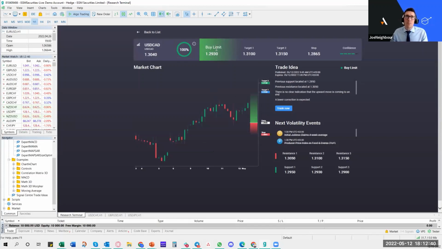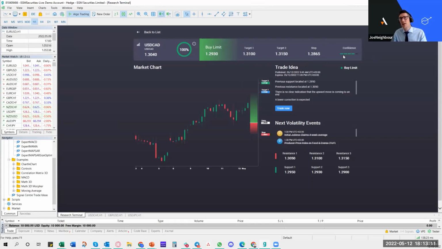So as we know, this is a buy limit, and we're looking to enter the market at this specific price. We are looking to get into US dollar, Canadian dollar at 129.30. We have two targets to look for on the upside: 131.00 and 131.50. Pretty round numbers, psychologically important numbers that we're using to target on the upside. And of course, when it comes to trading, risk management is all important. So we have the stop loss here, which is at 128.65.